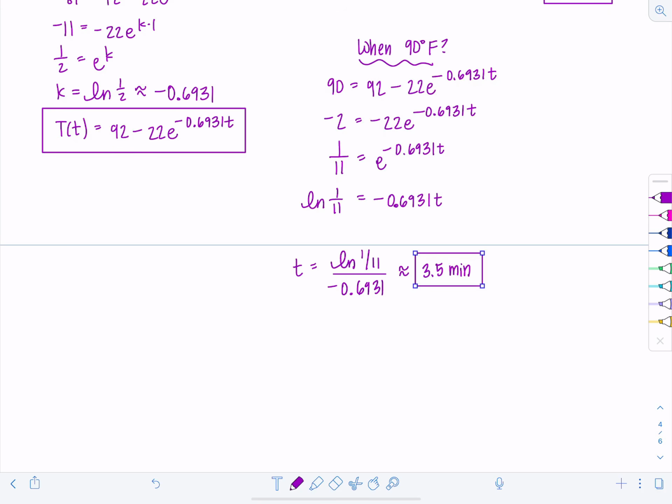So did you notice something? You didn't need calculus to solve any of these problems. We just used calculus to understand where the model came from and how these growth rates were in proportion to the initial amount. And that involved calculus ideas. But the actual problems themselves, you could have done back in pre-calculus.